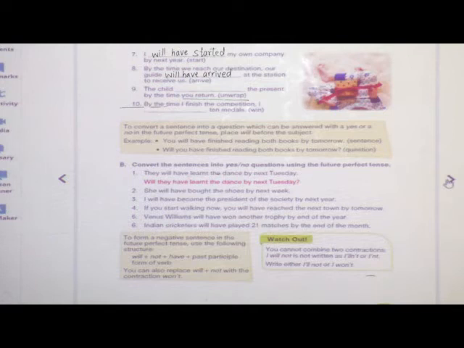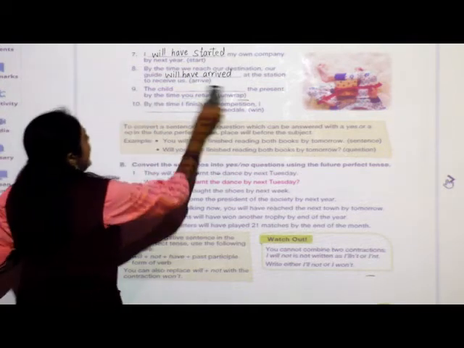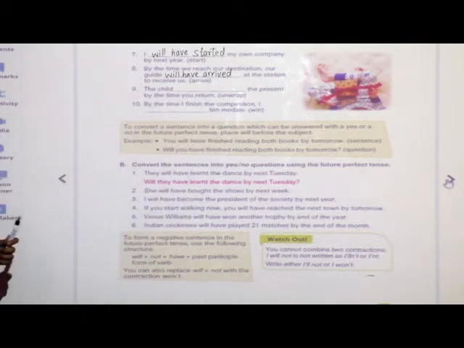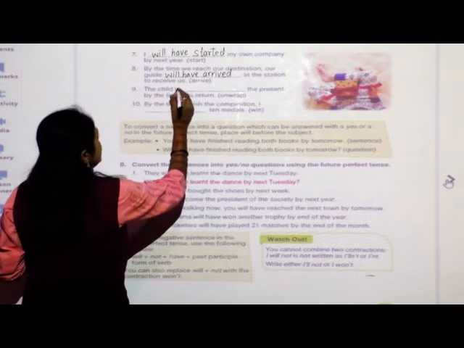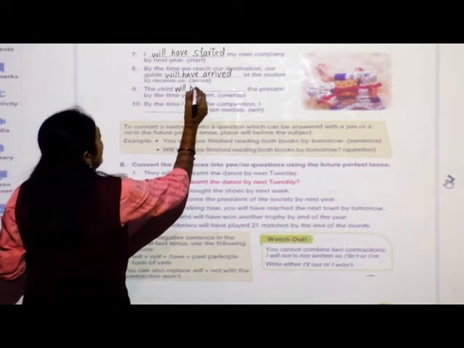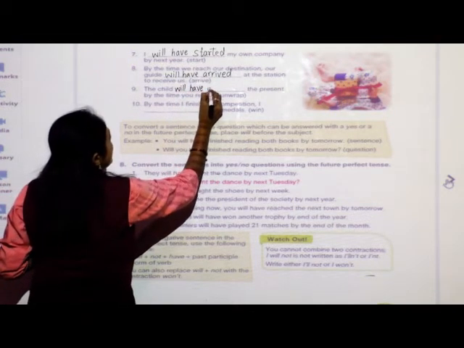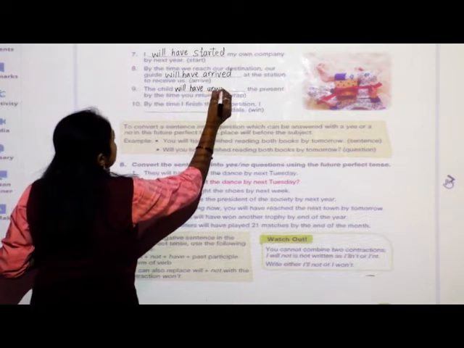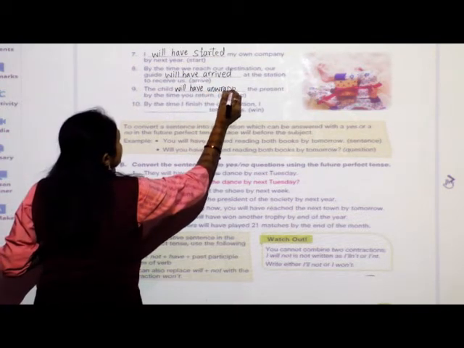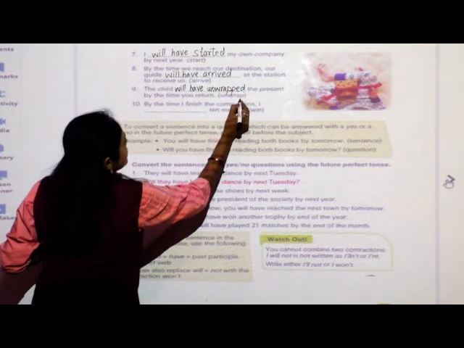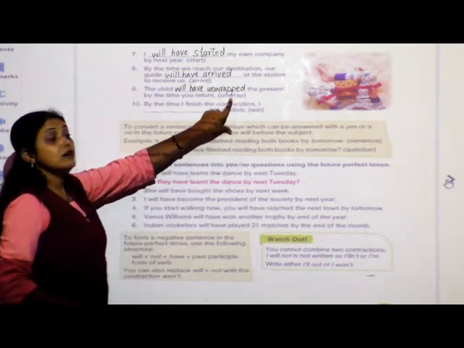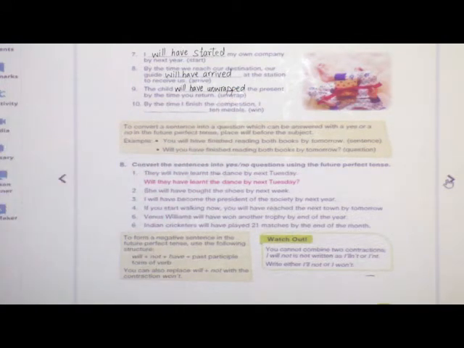Ninth one, the child dash the present by the time you return. Unwrap means to open. The child will have unwrapped. W-R-A. Again here it will be double P. Only one P is there, you have to add one more P. So it will be unwrapped.